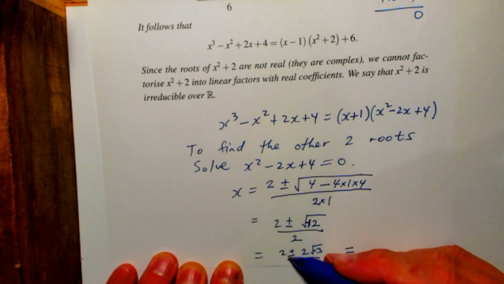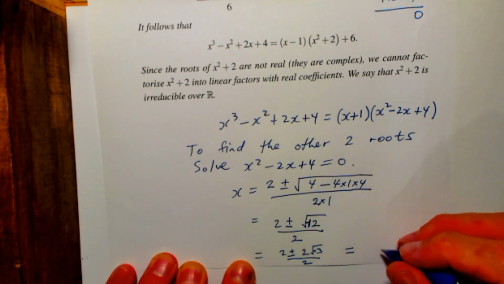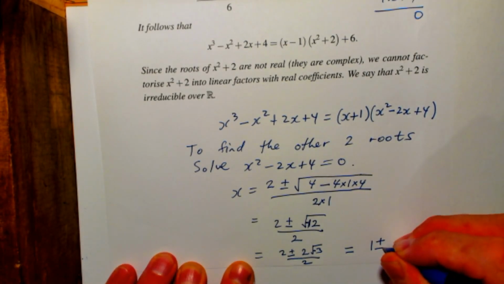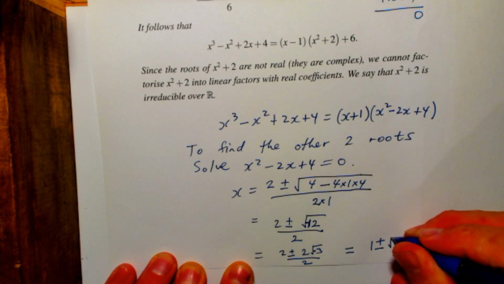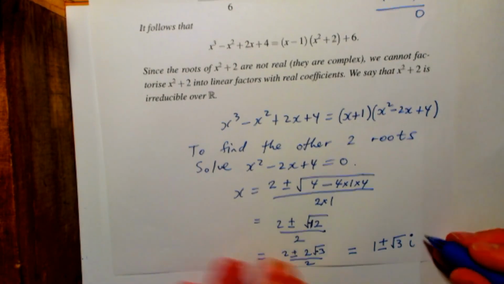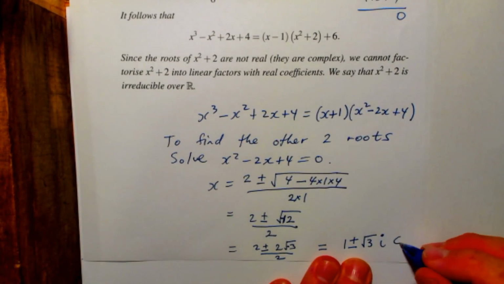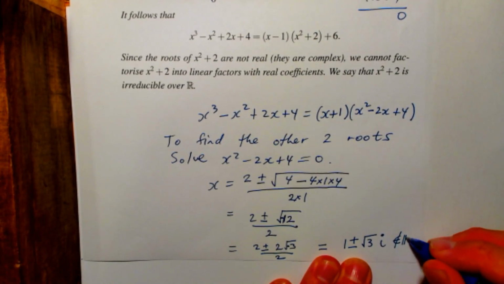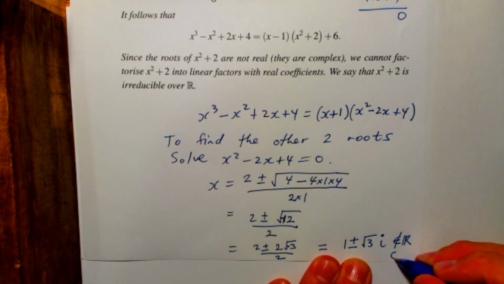Okay, so both of these have a 2 in them. We can divide the 2, so that's 1 plus or minus the square root of 3 times i. So this is not a real number. It is a complex number.